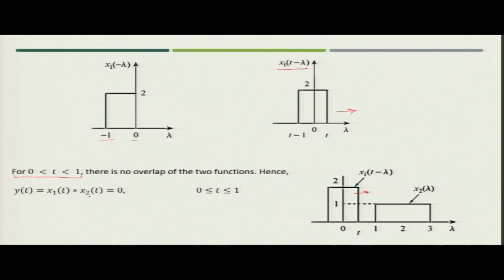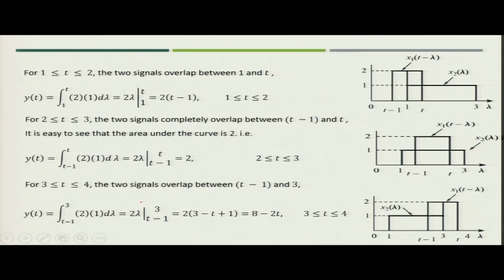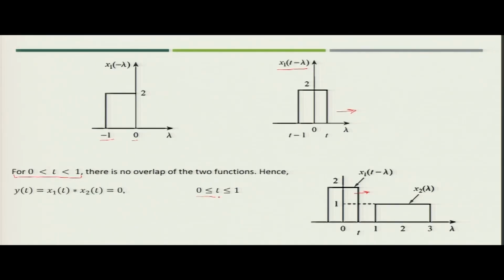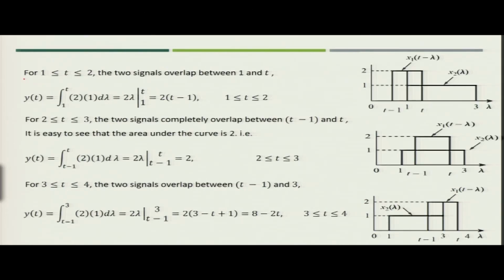We can say the convolution of x1 and x2 for time t between 0 to 1 is 0. So this is what we got for the time between 0 to 1. Next, let us see that now the time is ranging between 1 to 2. So what will happen now? The two signals will overlap between 1 to t.